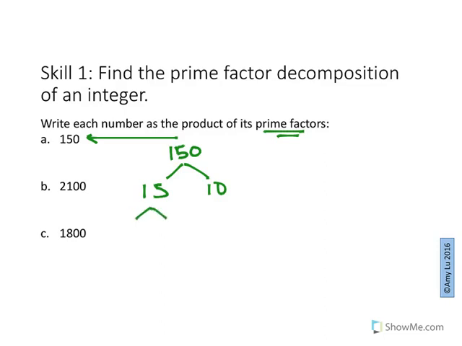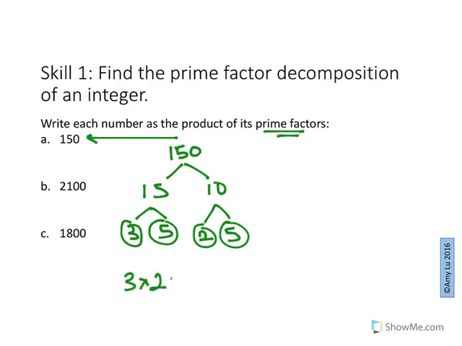So we continue breaking this apart. 15 is made by multiplying 3 and 5. Those are prime numbers, so I'm going to circle them because that's as far as they can go. Now 10 is 2 times 5, and that's as far as I can go because those are prime. So basically 150 is the same thing as saying 3 times 2 times 5. Now keep in mind there's 2 5s, so I'm going to put a 2 in the corner to indicate there's 2 5s there.